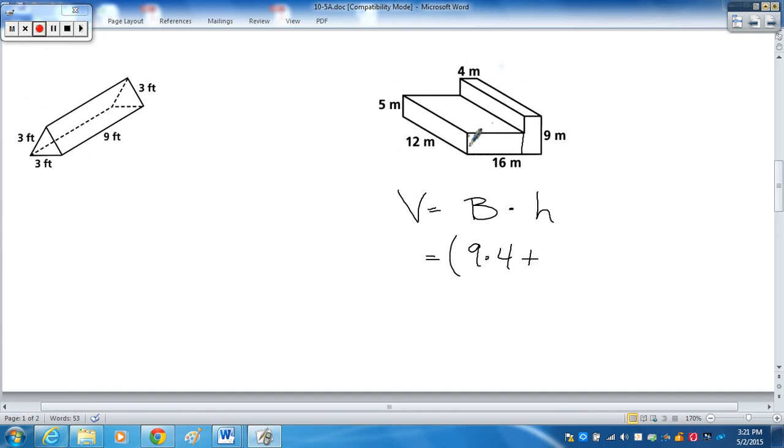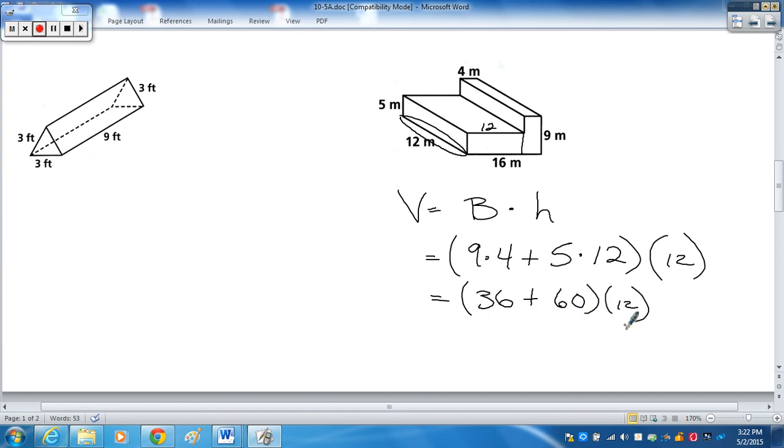Now I know that this length right here is 5, but I have to figure out what this length right here is. If this length is 4 and the total length is 16, that means that this length has to be 12. So this is a 5 by 12 rectangle there, and I'm going to put that down as well. 5 by 12. Now, what is the height of the entire prism? Well, again, the height connects the two bases. What's the distance between those two? It's going to be this length right here. And so that length is 12. Now if I simplify that, I have 36, 9 times 4, plus 60, times 12. I get 96 when I add those two together.